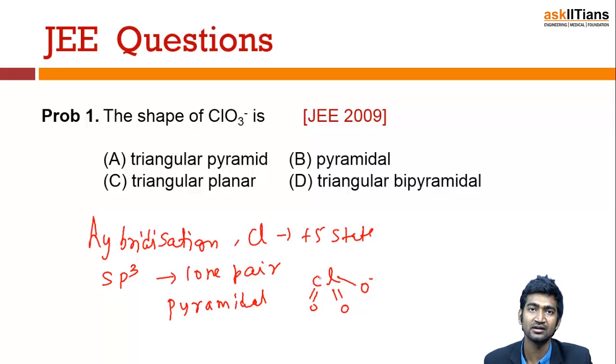If you calculate the formal charge, I hope you remember the concept of formal charge here, right? And there will be a lone pair like this. So it is known as your trigonal pyramidal or pyramidal shape. So B will be the correct answer for this, guys. This question has already appeared in JEE 2009. Next, we move on to the next question.